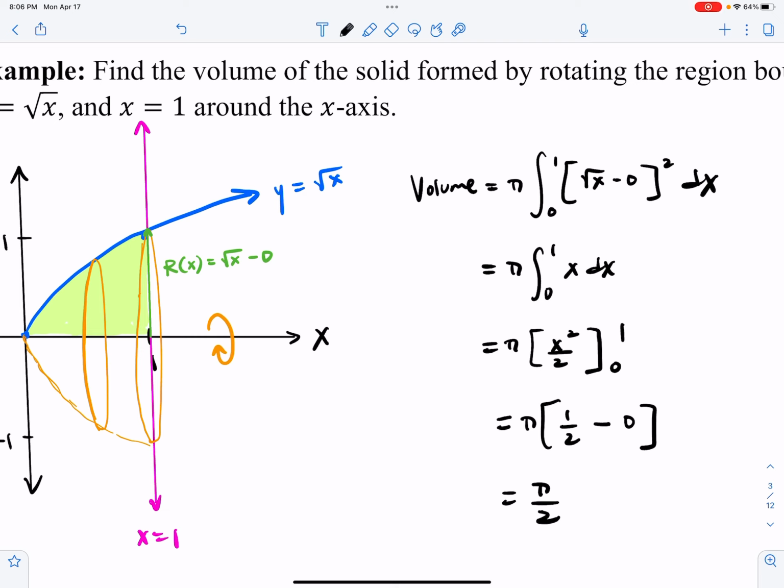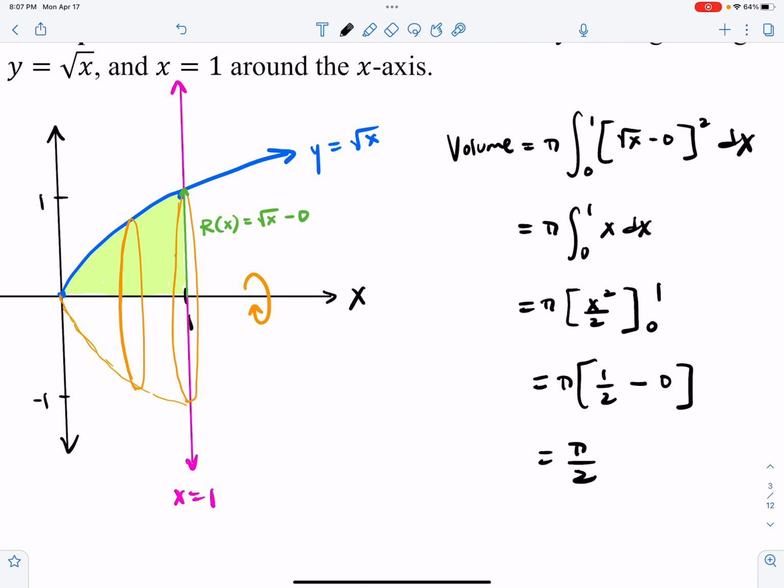First step, identify the region. Draw it out. Drawing it out can be really helpful, or shading it in if it's already shaded in. Then identify what your radius of rotation is. Make sure you understand what you're integrating with respect to, x or y. Vertical slices, you're integrating with respect to x. Horizontal slices, as you'll see, will integrate with respect to y. And then your limits of integration are the x interval that your region is bounded by.